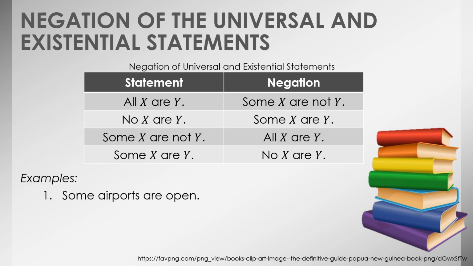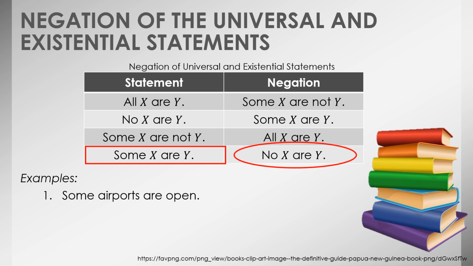The first one is this. Note that the given statement follows the same pattern as this, which means the negation can easily be obtained by following this pattern. Also, note that in this case, our x is the word airports and our y is the word open. Thus, our negation is no airports are open.